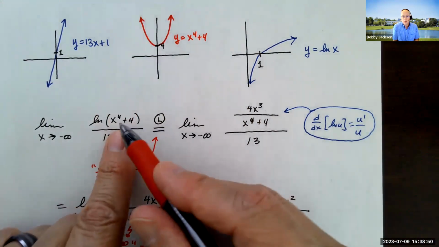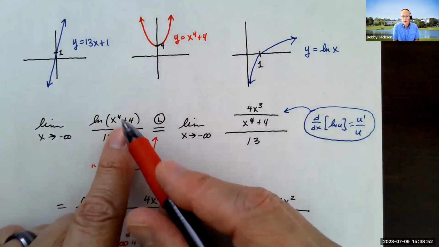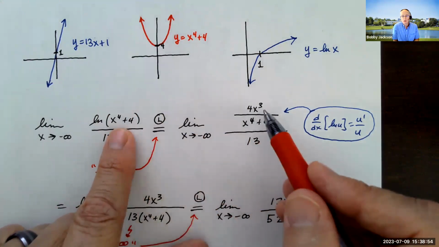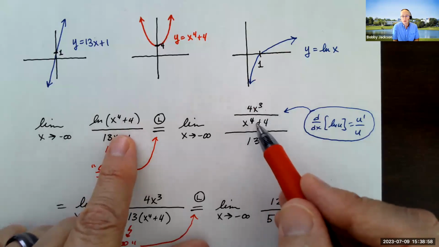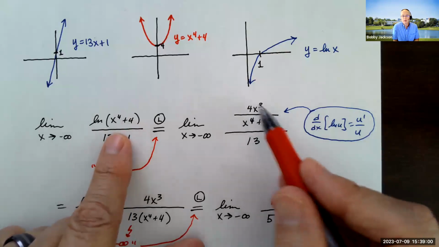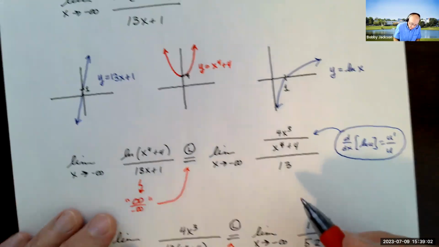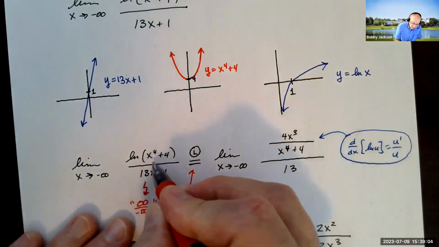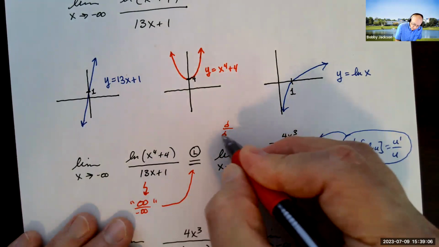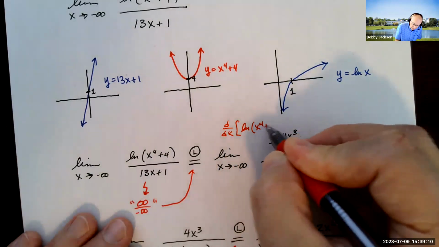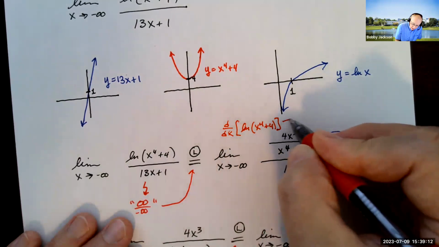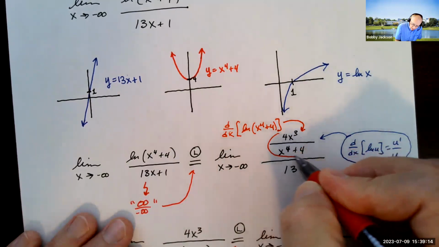And so what is u prime? What's the derivative of x to the fourth plus 4? Well, that's 4x cubed. Derivative of 4 is 0. So it's 4x cubed over u, which is x to the fourth plus 4. So this is the derivative with respect to x of the natural log of the quantity x to the fourth plus 4, right? That's what we're getting up top here. This is this whole thing here.